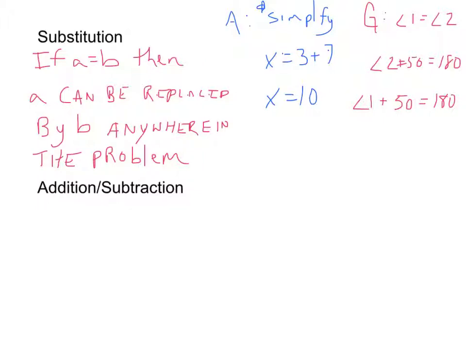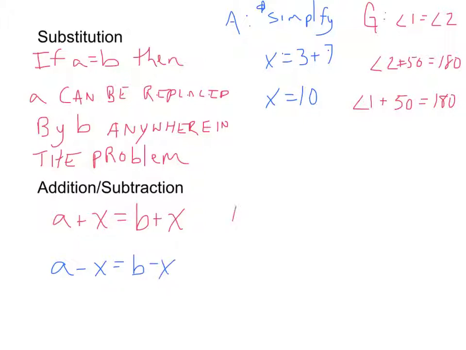Alright, the next ones are addition and subtraction. They're pretty easy. They're actually called the addition property of equality and subtraction property of equality, but it basically means this. If I have two things that are equal, I can add the same thing to both sides and it's still going to be equal. So A plus X equals B plus X. Also works for subtraction. A minus X equals B minus X.